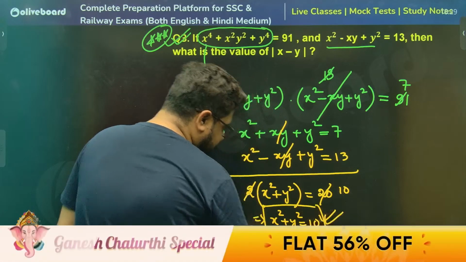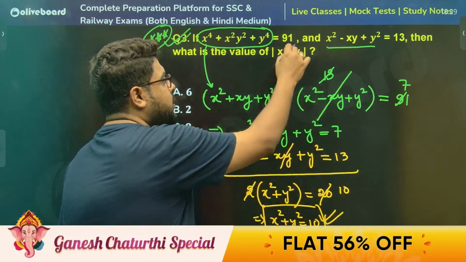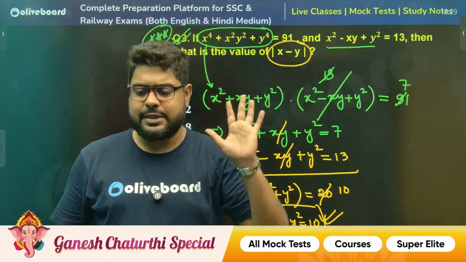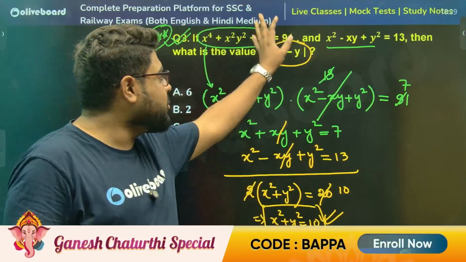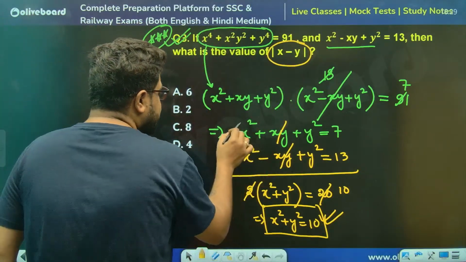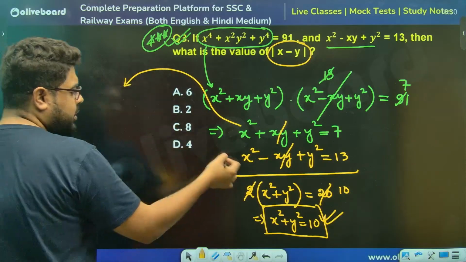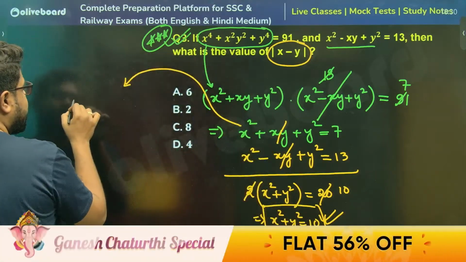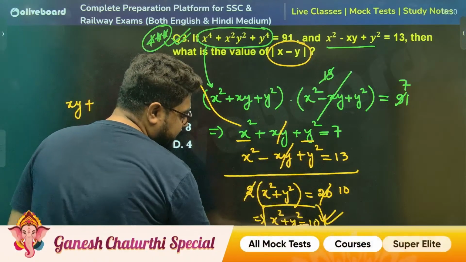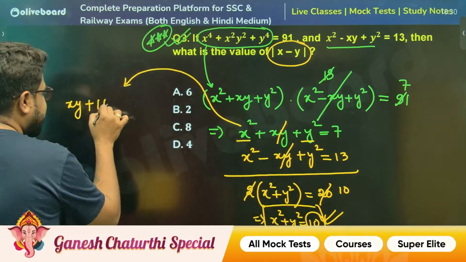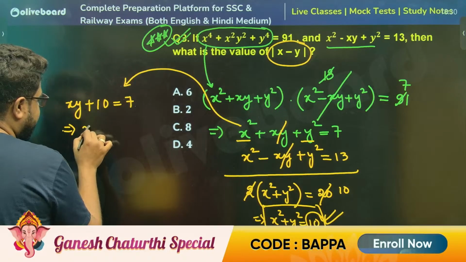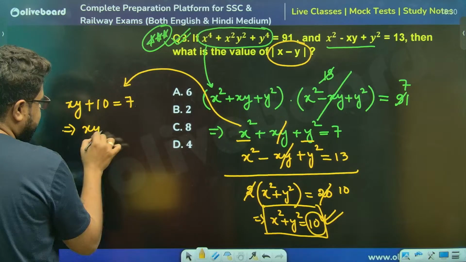But again, this is half the job. They are asking the modulus of x minus y. Why modulus? Because modulus means give us the positive value. That's all. Don't overthink this. Now, I need xy as well. How? Sir, take any of these equations, put down the value, and you will get xy. So xy plus x square plus y square is equal to 10, so plus 10 is equal to 7, sir. So from there, xy is equal to minus 3.